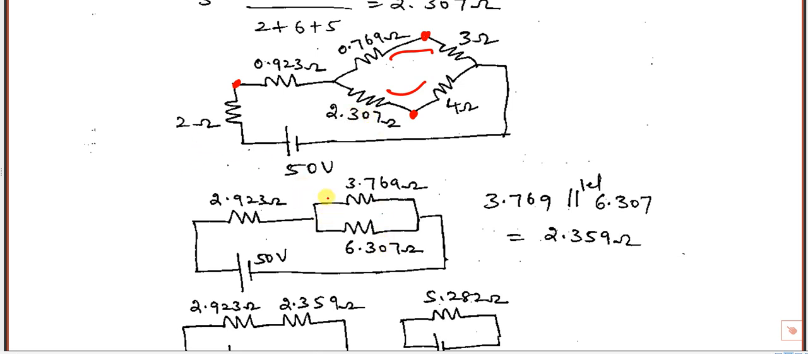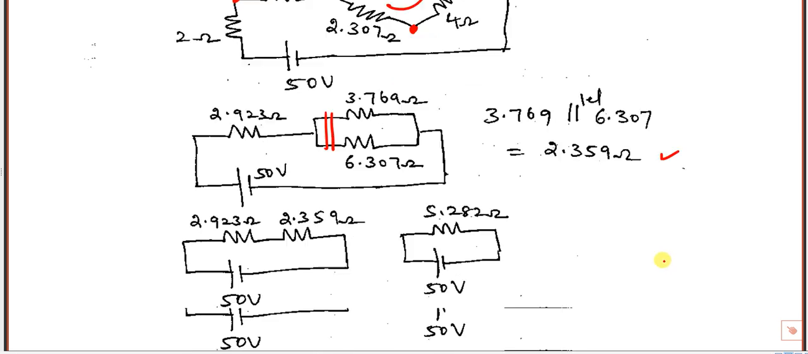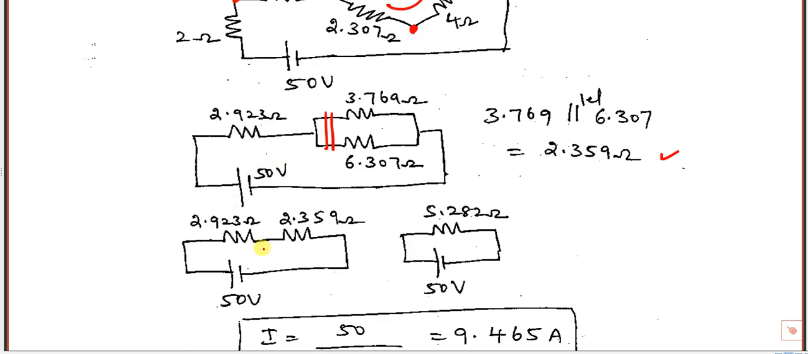Now next, these two are in parallel. 3.769 parallel with 6.303. We will get this much. And its value, if you write here, now these two are in series. So 2.93 plus 2.35 is 5.29. Okay, these two you have to add.